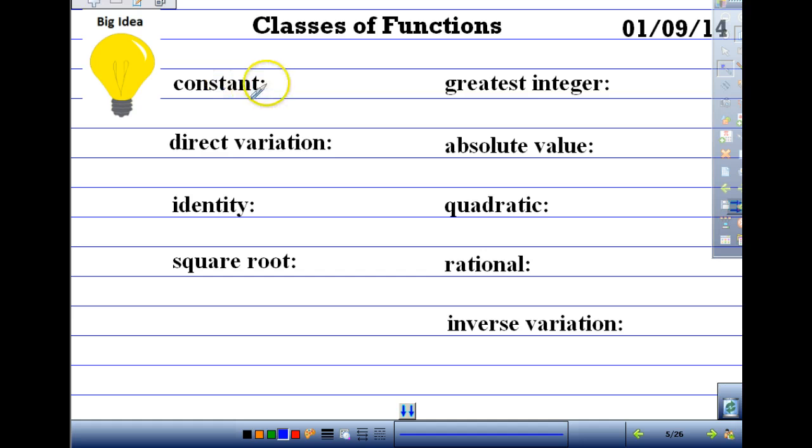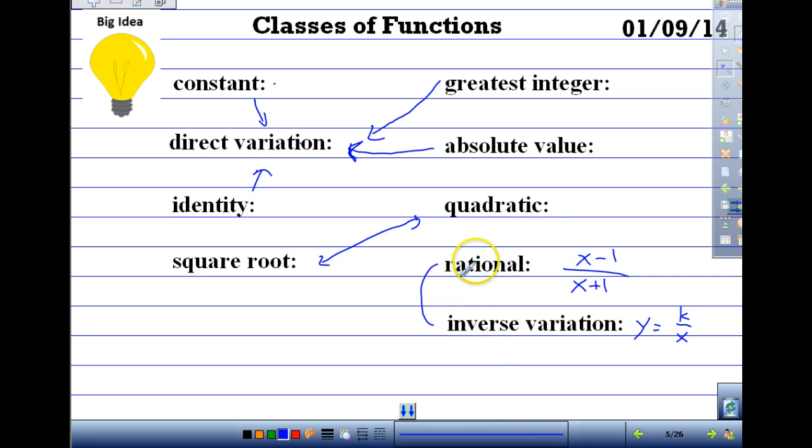Went through all of these. Constant, we just talked about, direct variation, how these are related. Square root and quadratic, those are inverses of each other. Absolute value goes back to linear. Greatest integer goes back to linear. These two, rational and inverse, are very similar. Inverse is when you have the variable on the bottom, like y equals k over x. Rational is when you have variables on the top and bottom. Okay? But these are very closely related in how they look.